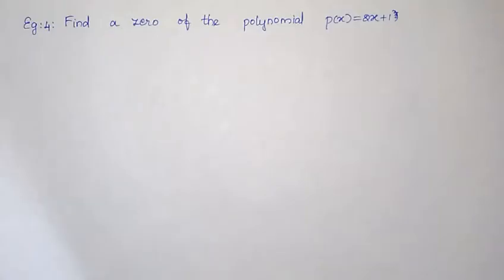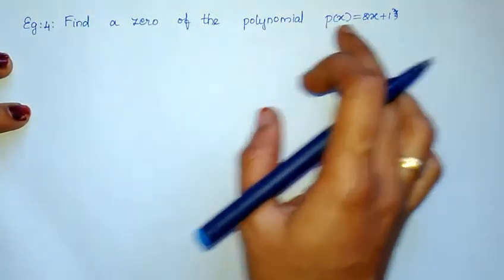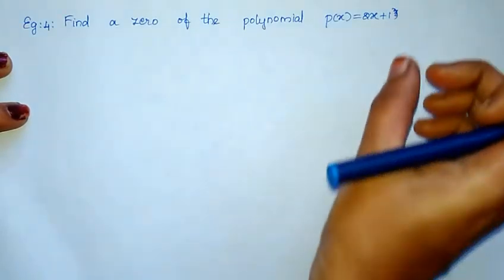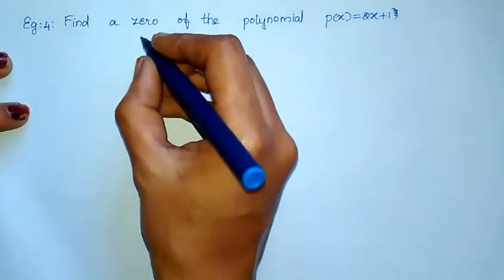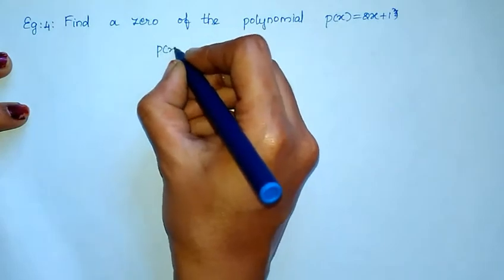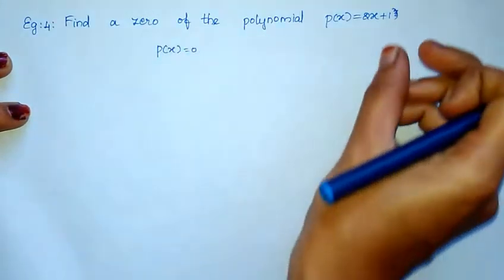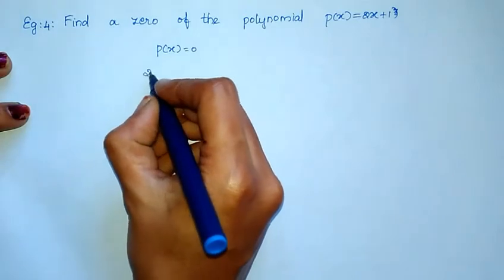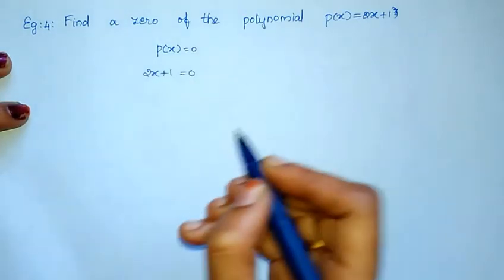Example 4. Find the zero of the polynomial p of x equal to 2x plus 1. So, a polynomial is given here, p of x which is equal to 2x plus 1. We have to find the zero of the polynomial. Finding a zero of p of x is same as solving the equation. So, it is enough to equate this polynomial to 0. That means p of x equal to 0. Now, what is p of x? 2x plus 1 equal to 0.